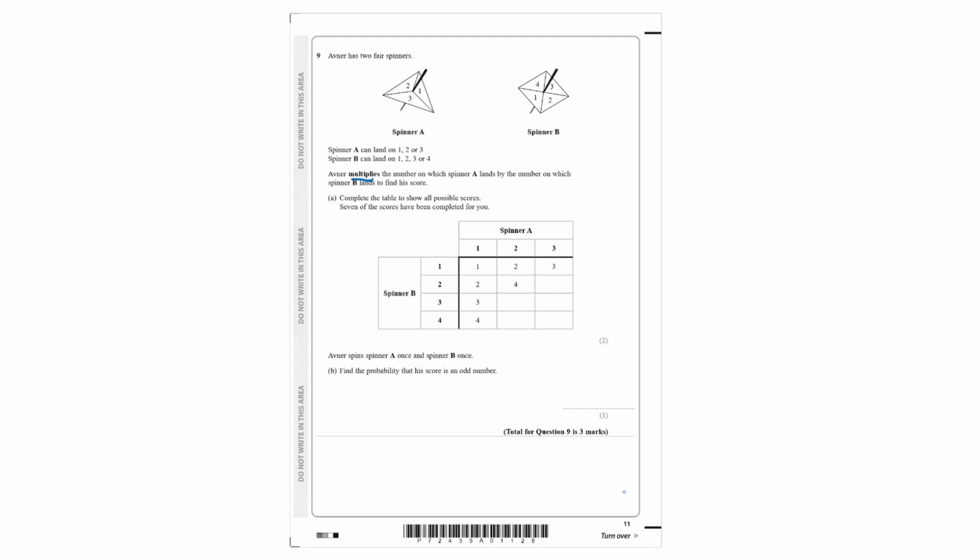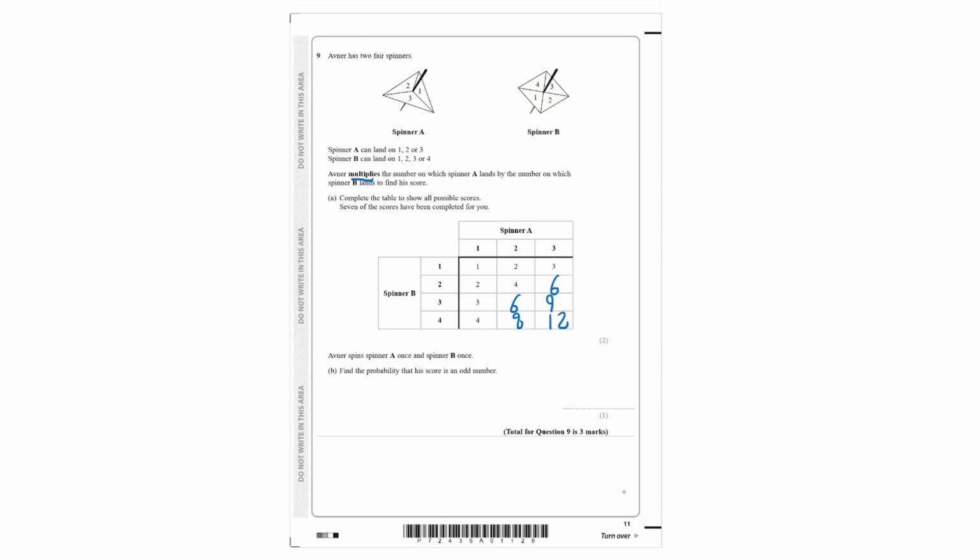So we can see here that 1 times 1 gives us 1, 2 times 1 gives us 2, and so on and so forth. So we simply have to multiply spinner A with spinner B. We have 3 times 2 gives us 6, 2 times 3 gives us 6, 3 times 3 gives us 9, 2 times 4 gives us 8, and 3 times 4 gives us 12.